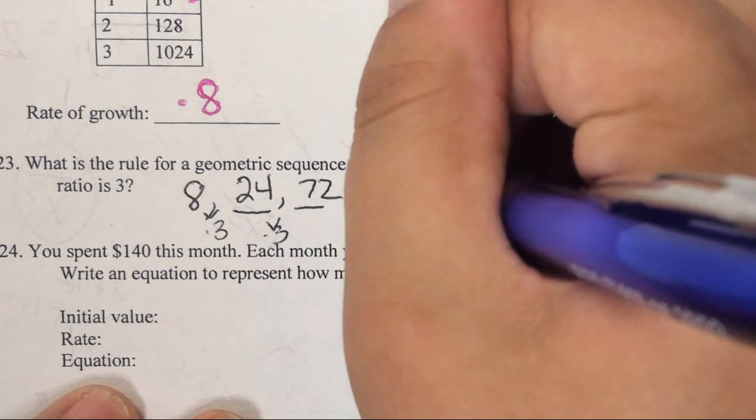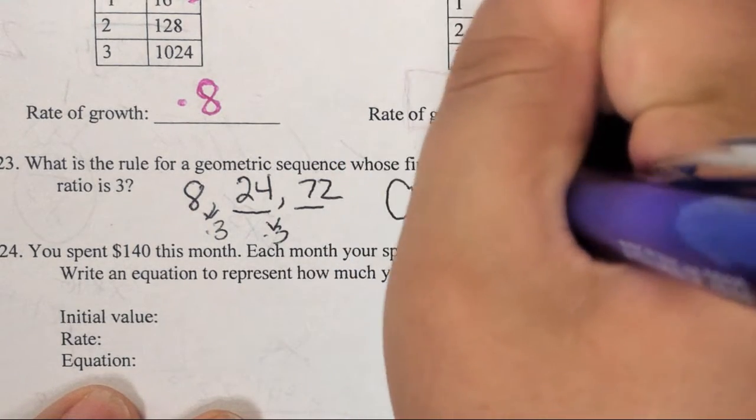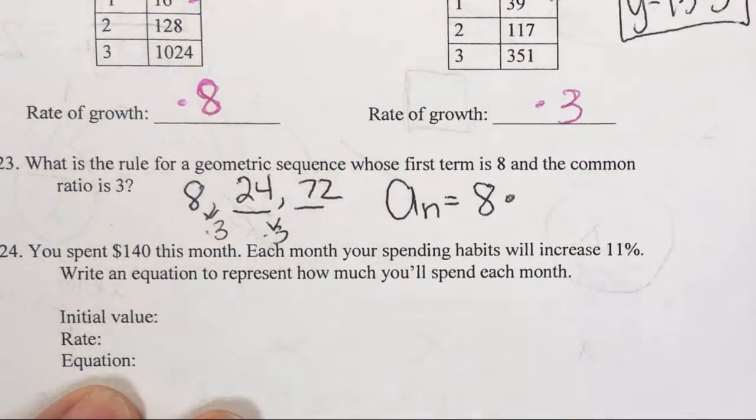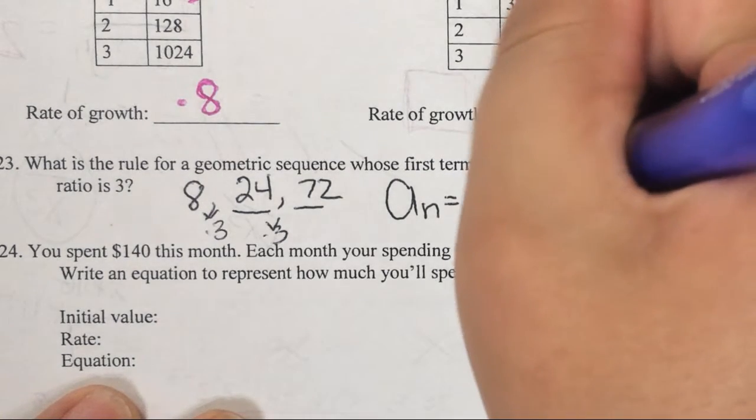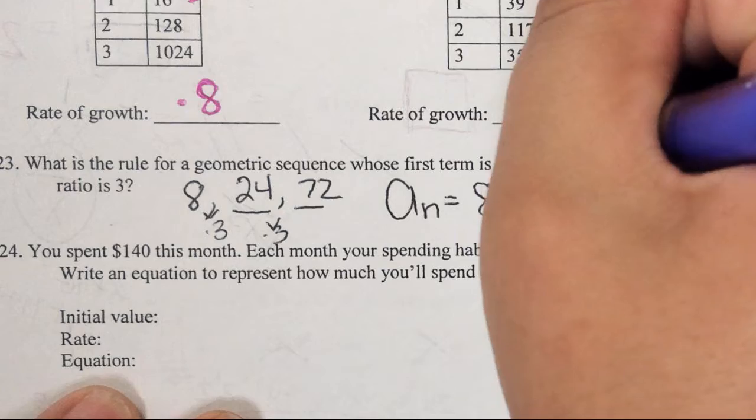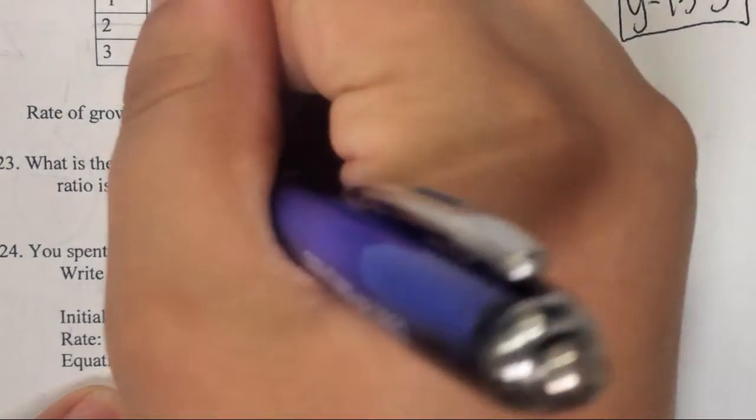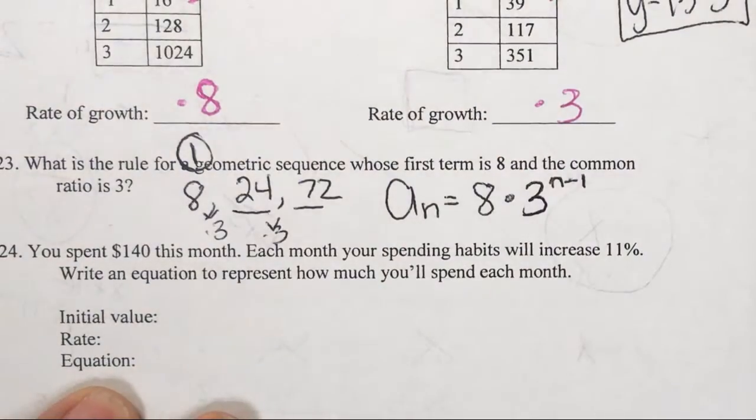I want to know the rule. So it's going to be a of n equals 8 times, what am I doing each time? 3. And remember, if it's a sequence, it's n minus 1, because we're starting at the first number, not 0. We're starting at 1. So it's n minus 1.